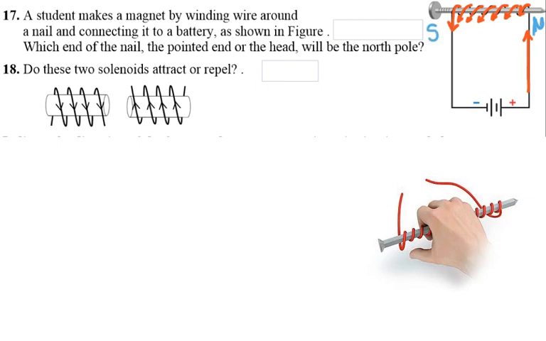And you cannot relate your north and south to the polarity of the battery. It always depends on what direction the current goes and in what direction the thumb points. So the thumb is always going to be the north side.